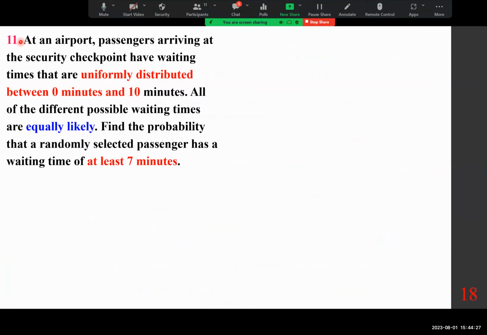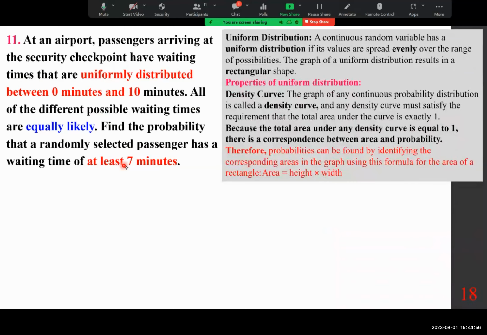At an airport, question number 11, at an airport, passengers arriving at the security checkpoint have waiting times that are uniformly distributed between 0 and 10 minutes. All of the different possible waiting times are equally likely. That's the concept of a uniform distribution. Find the probability that the randomly selected passenger has a waiting time of at least 7 minutes. So let me give you the synopsis of the uniform distribution.